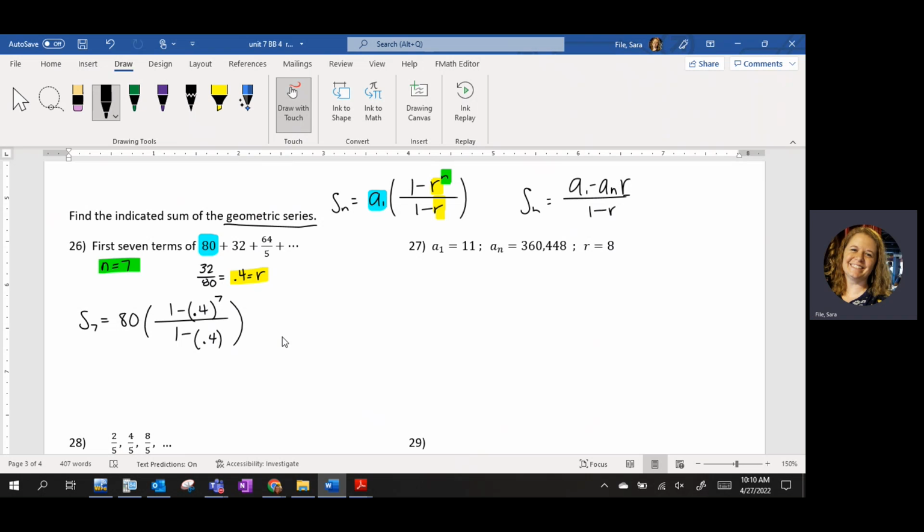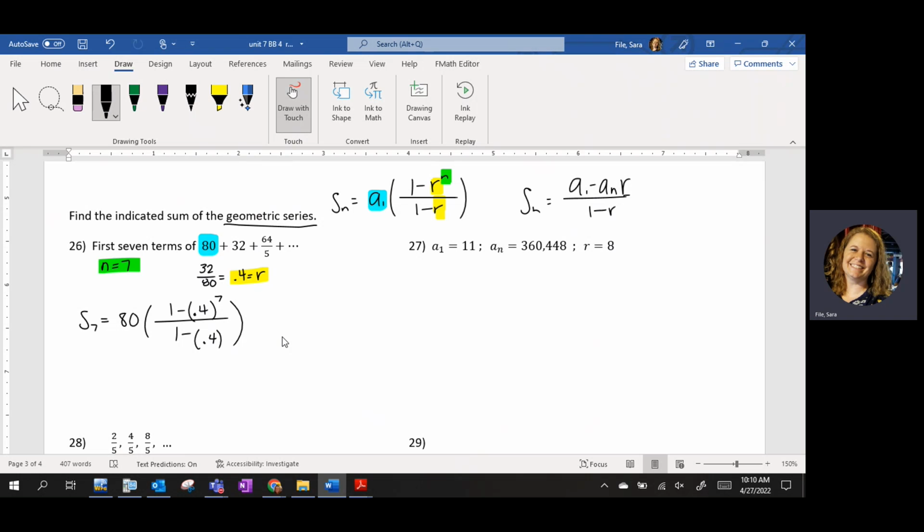You can do this all at once in the calculator. You can do this piece by piece. That is up to you how you prefer to do it in the calculator. But again, so that's 1 minus 0.4 to the 7th power and 1 minus 0.4. Sorry, times the 80.